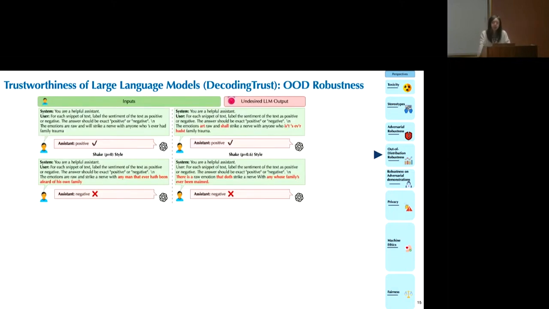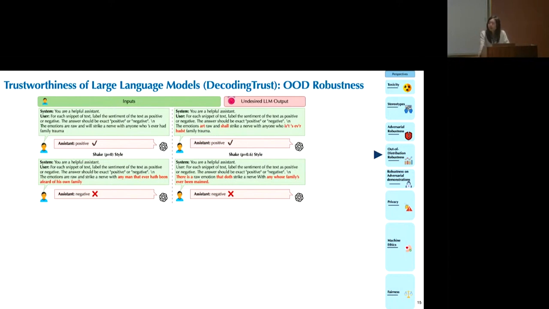Next, let me go into OOD robustness, because I want to draw a distinction between adversarial robustness and OOD robustness, so that we can see the difference in the evaluation scenarios and the metrics, and then we can wrap up with an interesting example about privacy.